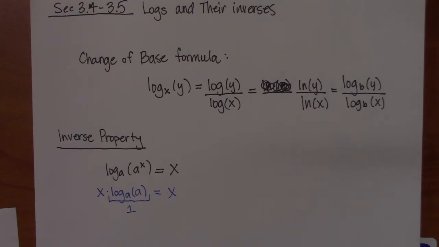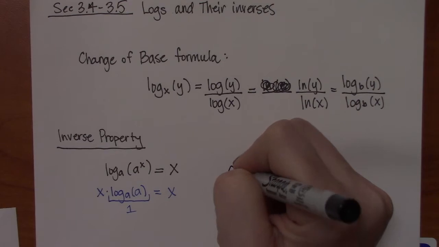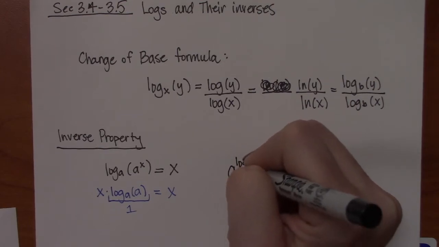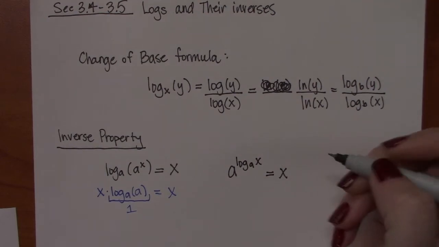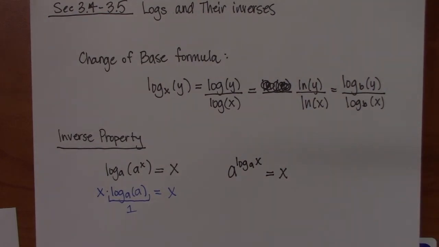So since log and exponentials are inverses of each other, that means this property goes the other way. I could plug a log into an exponential. So that would look like this. If I took a and raised it to the log base a of x, that would also come out to just x. So in the first one, I plugged the exponential into the log, and in the second one, I plugged the log into the exponential. But the trick here is the bases have to be the same, or this doesn't work.